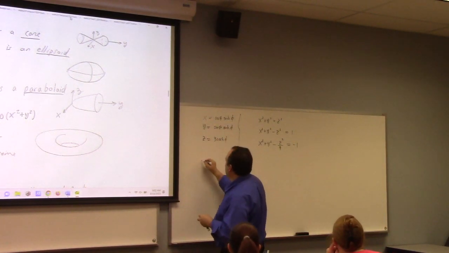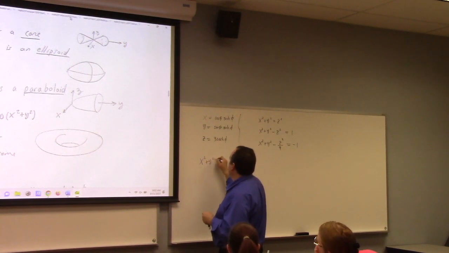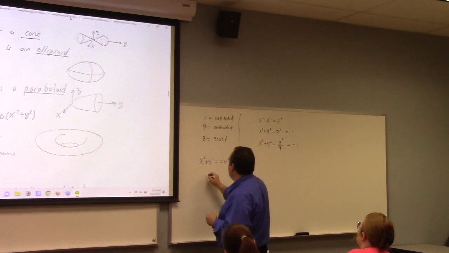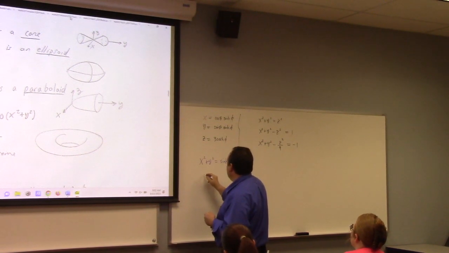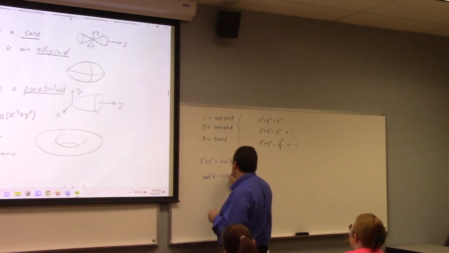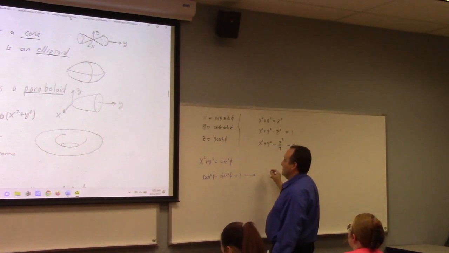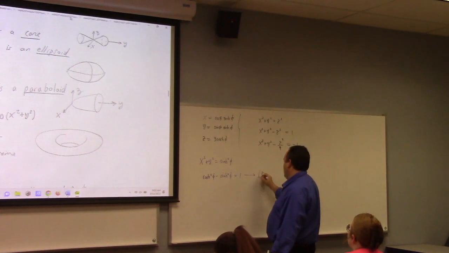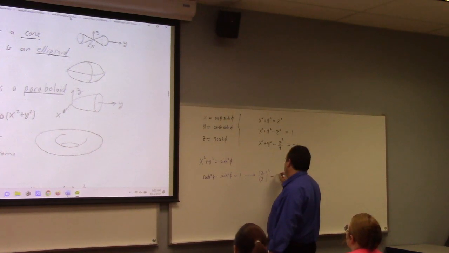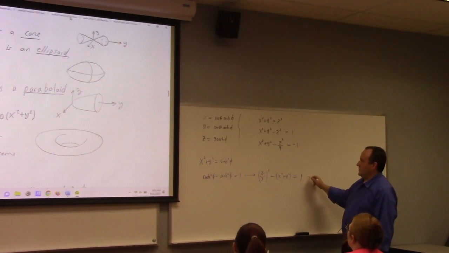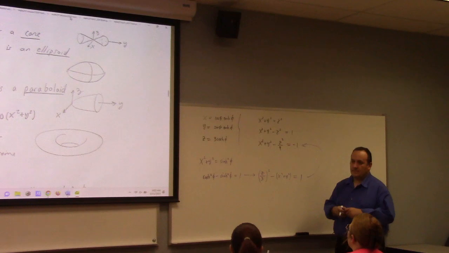You should be able to see that x squared plus y squared is equal to sinh squared phi. And then, of course, we know that cosh squared phi minus sinh squared phi is equal to 1, which tells me that apparently (z over 3) squared minus (x squared plus y squared) is equal to 1. Which, at that point, you can be like, oh, wait a minute, it's that one, right?